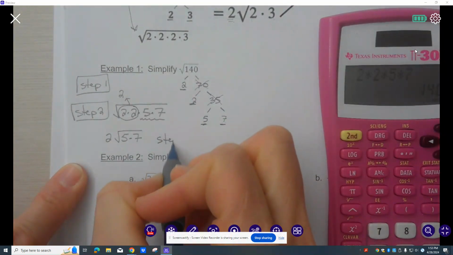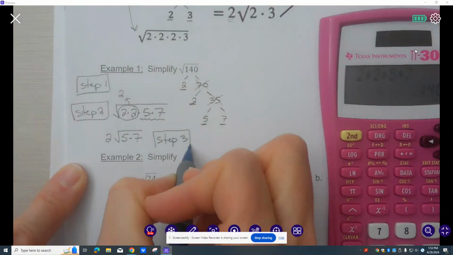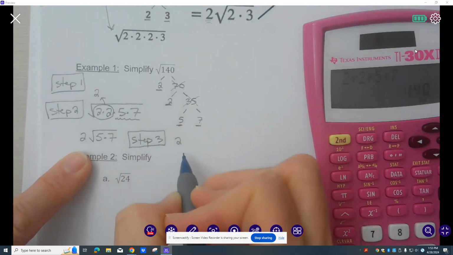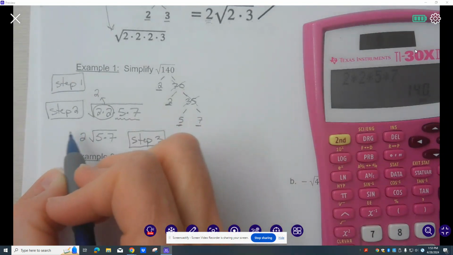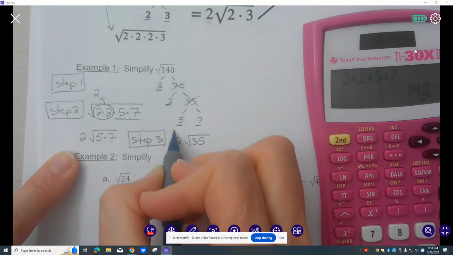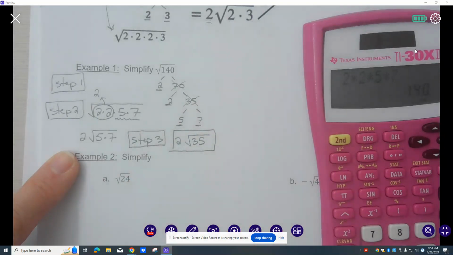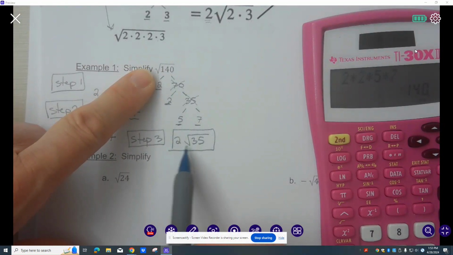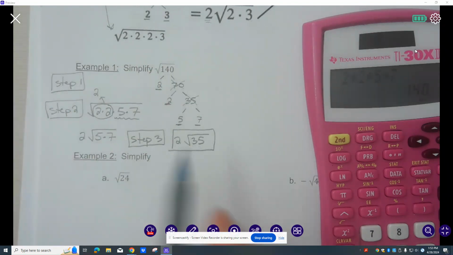Now step 3 said any numbers outside the jail get multiplied and any numbers inside the jail get multiplied. So I'm going to do step 3 over here. So outside the jail is the 2. Nothing for it to get multiplied by. It's the only number outside the jail. Inside the jail is 5 times 7, which is 35. So this is my simplified radical. So again, that's equivalent to the square root of 140. Square root of 140 was not simplified. 2 times the square root of 35 is simplified.